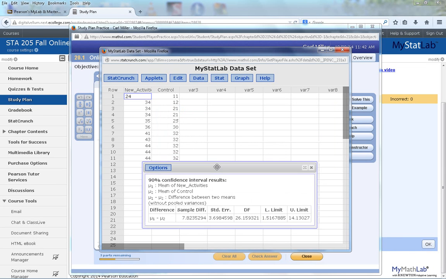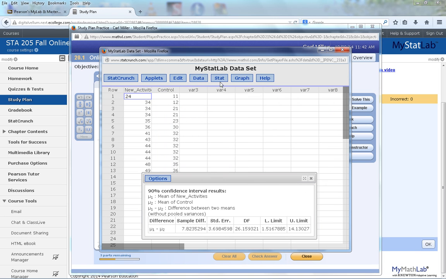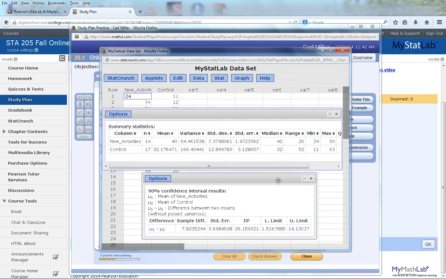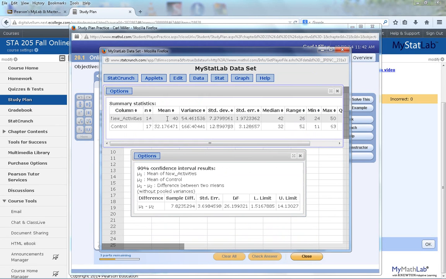So what I could do, let me go ahead and generate some summary statistics. So I'm going to do the summary statistics for these two things and then talk about those just a minute. So basically, if you take the difference in the two sample means, 40 minus 32.176, you're going to get that 7.8235 number. Okay, so that's the difference in the two Y bars right here.